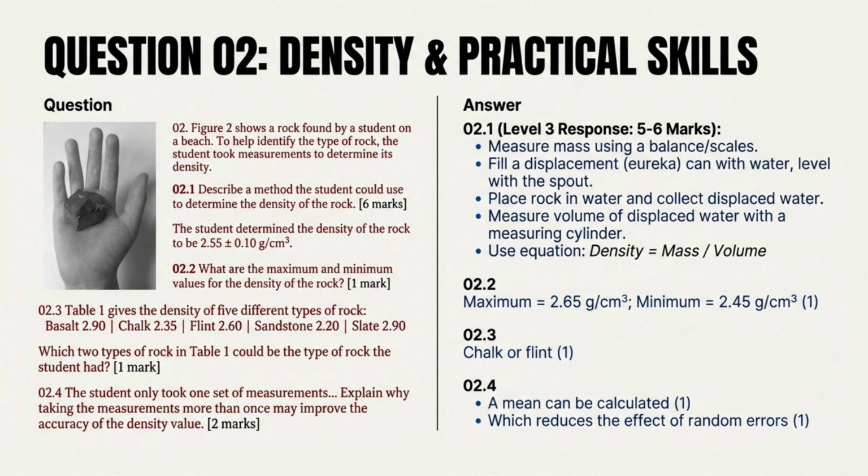Good to know. Finally, for this question, 02.4. The student only took one set of measurements. Why does taking more than one set improve accuracy? This is a classic practical skills answer. You take multiple measurements so you can calculate a mean. And the benefit of the mean is? It reduces the effect of random errors. That's the exact phrasing they want. Reduces the effect of random errors.